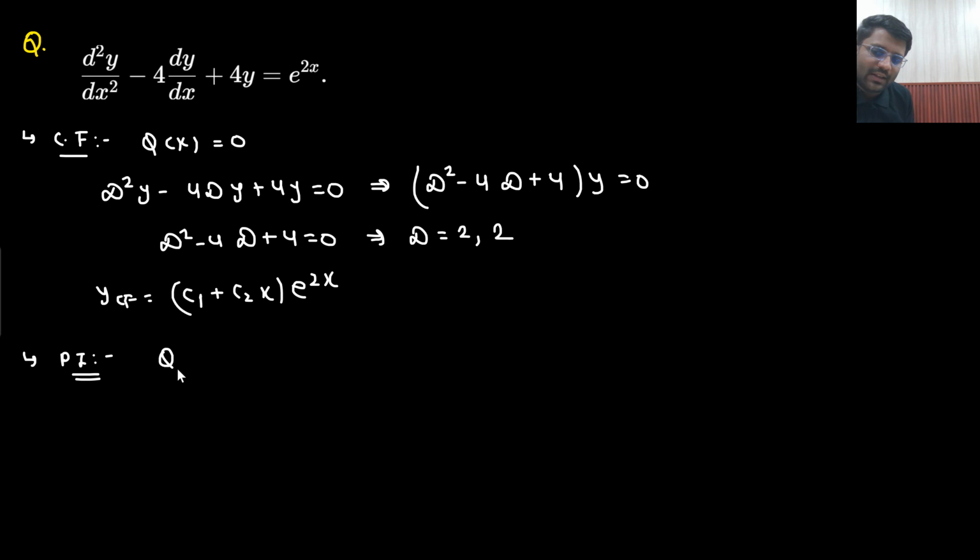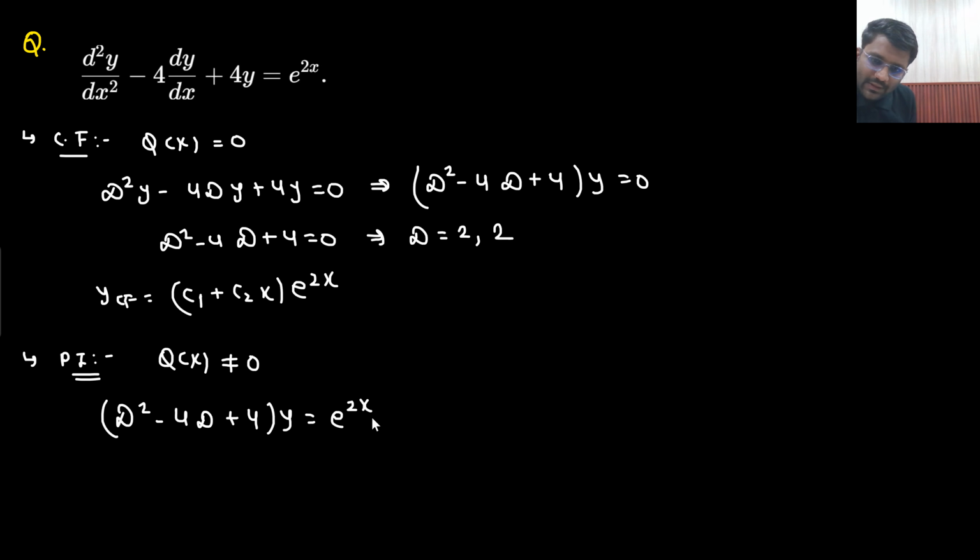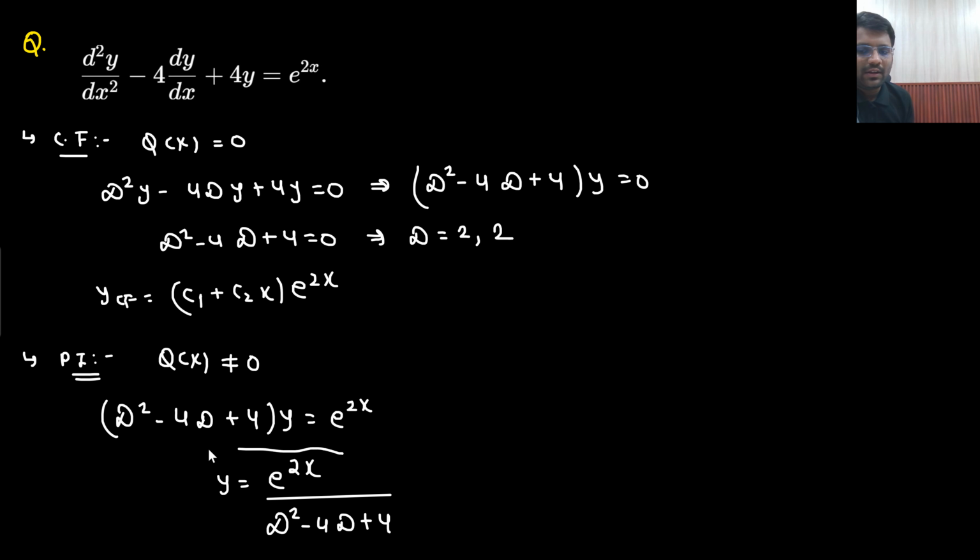Now we need to find out PI. So for PI, Q of x will be non-zero. So (d square minus 4d plus 4) into y equals e to the power 2x. So from here, y is coming out to be e to the power 2x upon d square minus 4d plus 4. So this process would go on in all the cases.